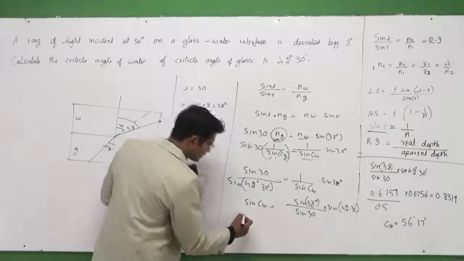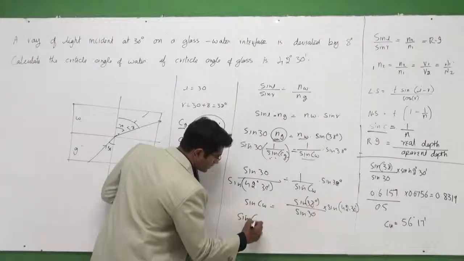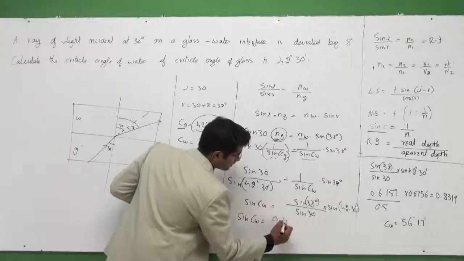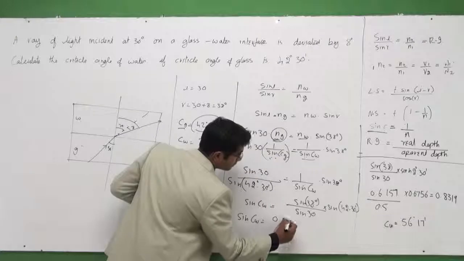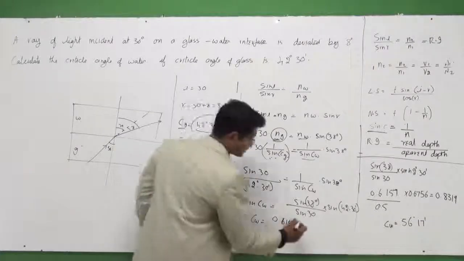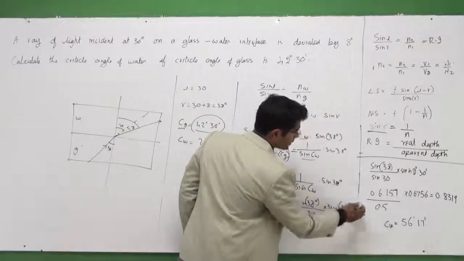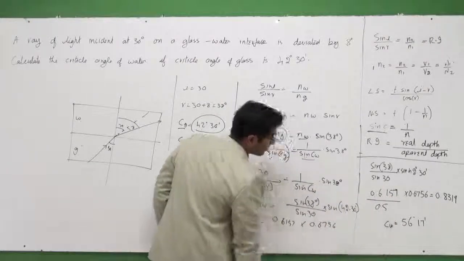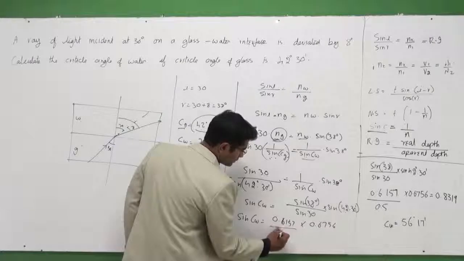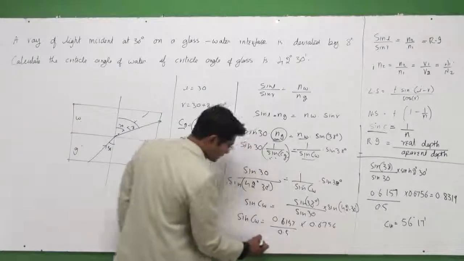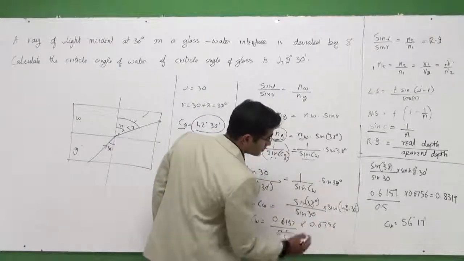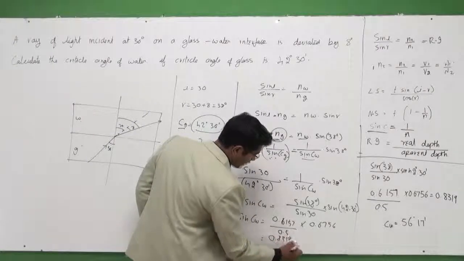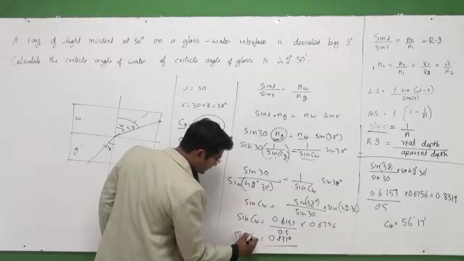So let me write that. I can see that sine CW is sine 38, which is 0.6157, into sine of 42 degrees 30 minutes, which is given as 0.6756, divided by sine 30, which is anyway half, we know that is 0.5. If I calculate this, I'll get a number 0.8319. Okay, this is what sine of CW is.